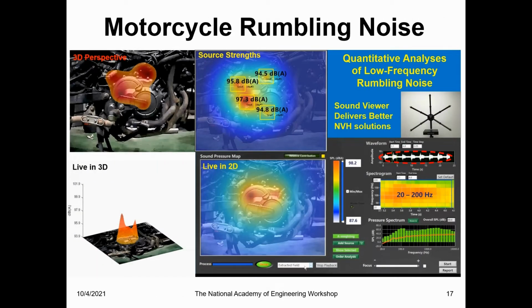Here is an example of using sound viewer to diagnose and analyze motorcycle low-frequency rumbling noise. There are several features that need our special attention in this example. First, the frequencies are very low, below 200 Hz. Second, source locations are identified with very high spatial resolutions. Third, source strengths are determined and ranked. And fourth, radiation patterns in 2D and 3D space are determined in terms of dBA values.